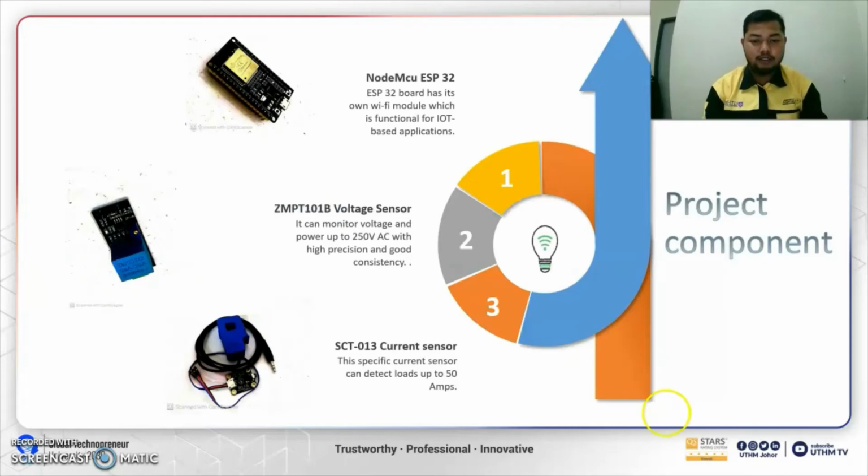And these are the main components for this project. First is the NodeMCU ESP32. This board has its own Wi-Fi module, which is functional for IoT-based applications. Then the ZMPT101B voltage sensor can monitor voltage and power up to 250 volts alternating current with high precision and good consistency. Then the SCT013 current sensor, and this specific current sensor can detect loads up to 50 amperes.